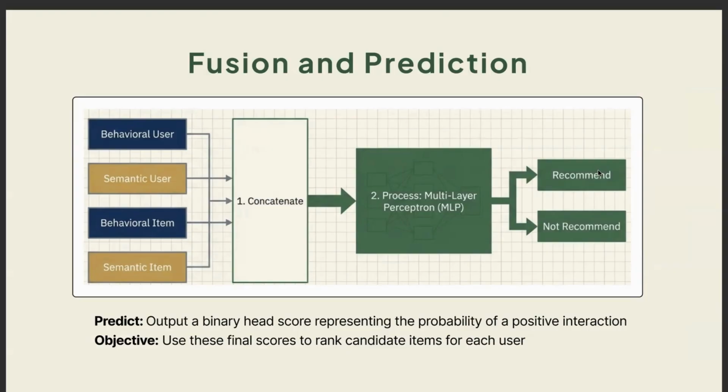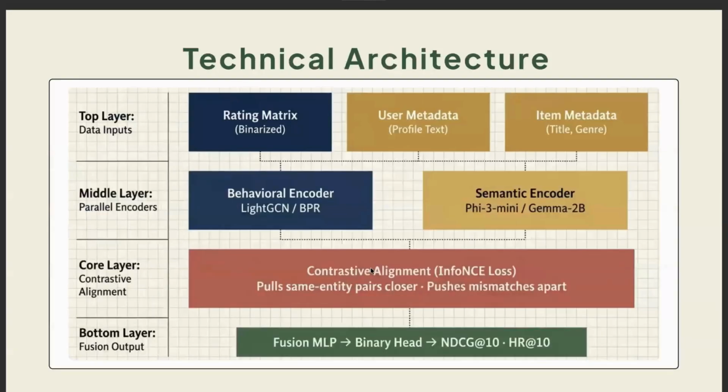The model gives a score which tells us how likely it is that the user will like the item. And based on that, we rank these items, which can be clearly seen here. And then finally, this is just a summary of our whole pipeline.